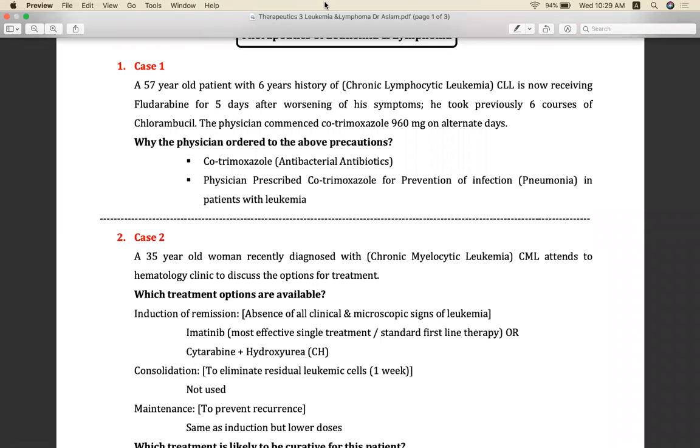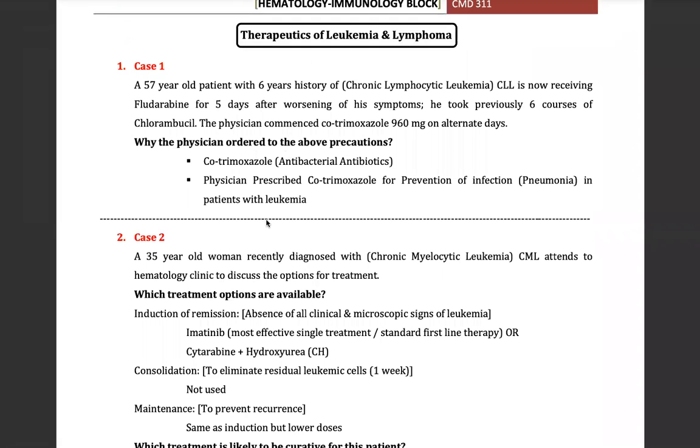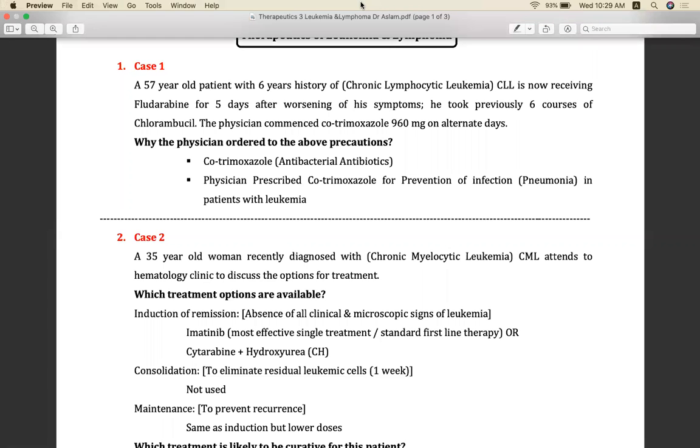Cotrimoxazole is an antibacterial antibiotic, and physicians prescribe cotrimoxazole for the prevention of pneumonia in patients with leukemia. Pneumonia is one of the opportunistic infections, and it is generally observed in patients with CLL, that is chronic lymphocytic leukemia.